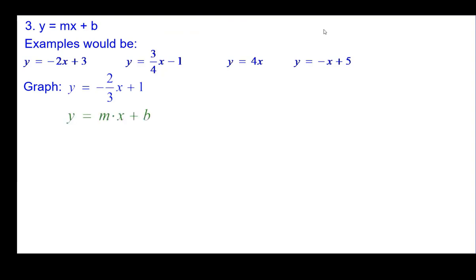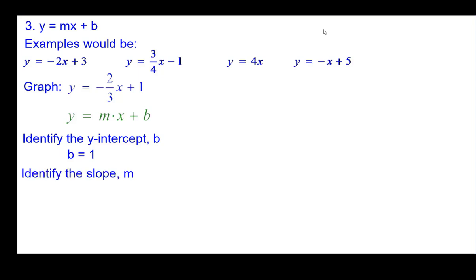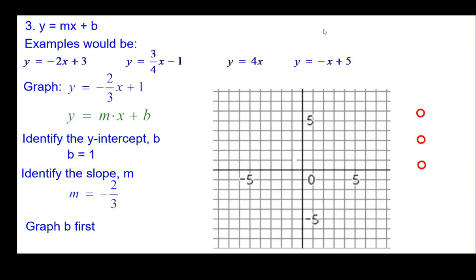So what we'd expect you to do is write the equation right below it, y equals m times x plus b. And we like to identify the y-intercept first. We go in alphabetical order, b, then m. And so b turns out to be positive 1. The slope, in this case, turns out to be negative 2/3. And so we graph b first. So let's go ahead and put in our graphing grid. And we're going to graph b as a y-intercept first, and that's going to be at 0, 1.